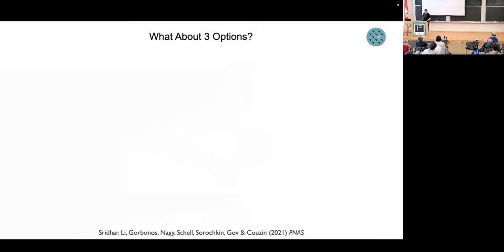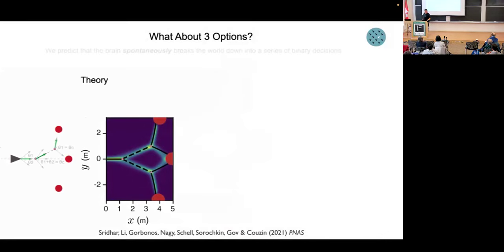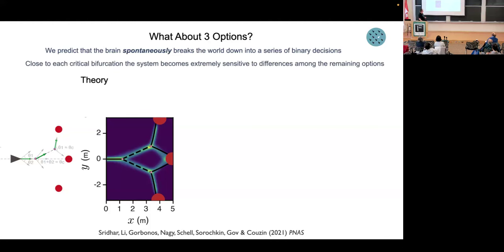And so we tested this with our virtual reality. So this is the theory. We predict the brain spontaneously breaks the complexity of the world down to binary decisions. We can prove also, I'll show you later, that it's always binary, even if there are many, many possible branches in a dynamical neural space. You'll only ever see two at each bifurcation point.